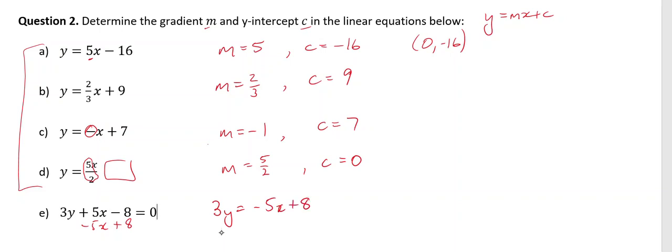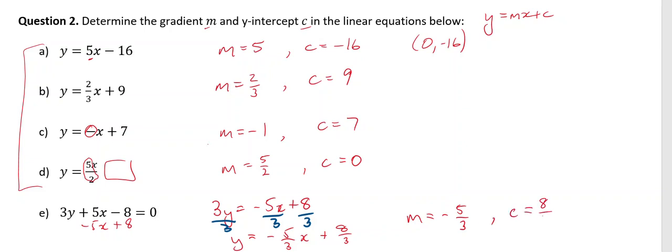We've then got to get the y totally by itself, and to do that we've got to divide both sides by 3. So when we divide both sides by 3, we've got to divide everything by 3. So what that ends up being is y equals negative 5 over 3x plus 8 on 3. So our m now that we've got it in y equals mx plus c form is negative 5 over 3. And our c is 8 over 3, or if we change that to a mixed number, would be 2 and 2/3.